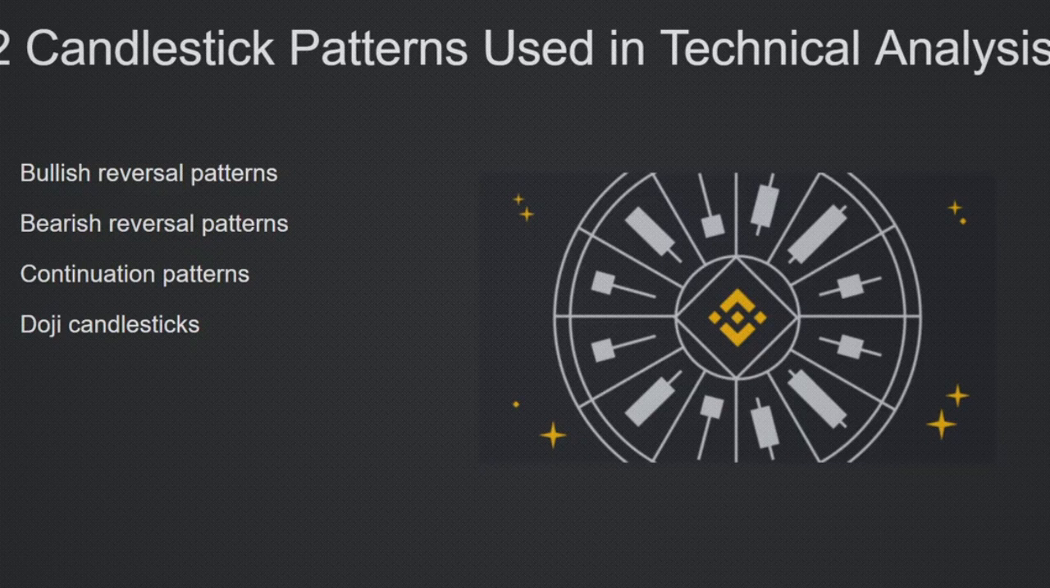The Binance article brings 12 examples, but to keep it short, we won't go through all of them here, so make sure to check the article on Binance Academy later for the complete list. I would divide the examples into 4 different groups: bullish reversal patterns, bearish reversal patterns, continuation patterns, and the so-called doji candlesticks. Next slide, please.